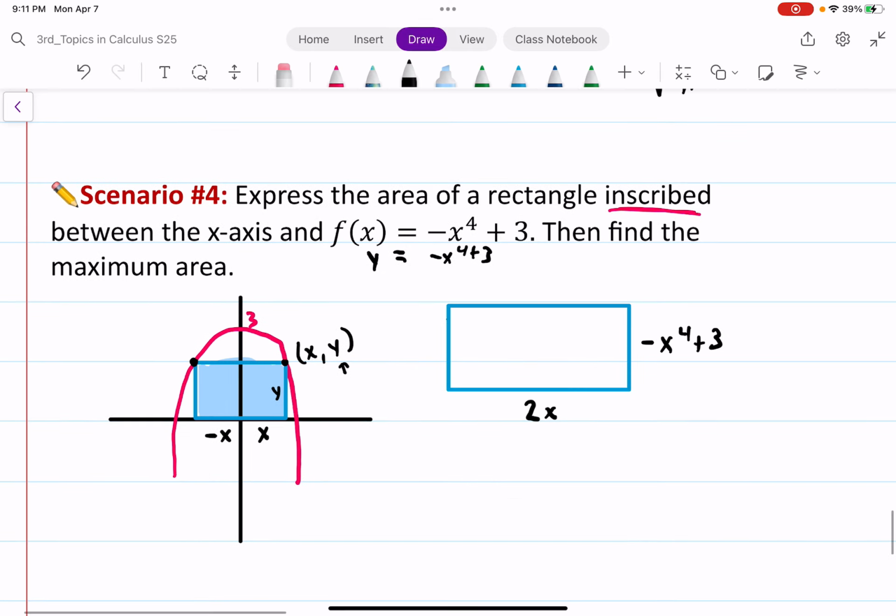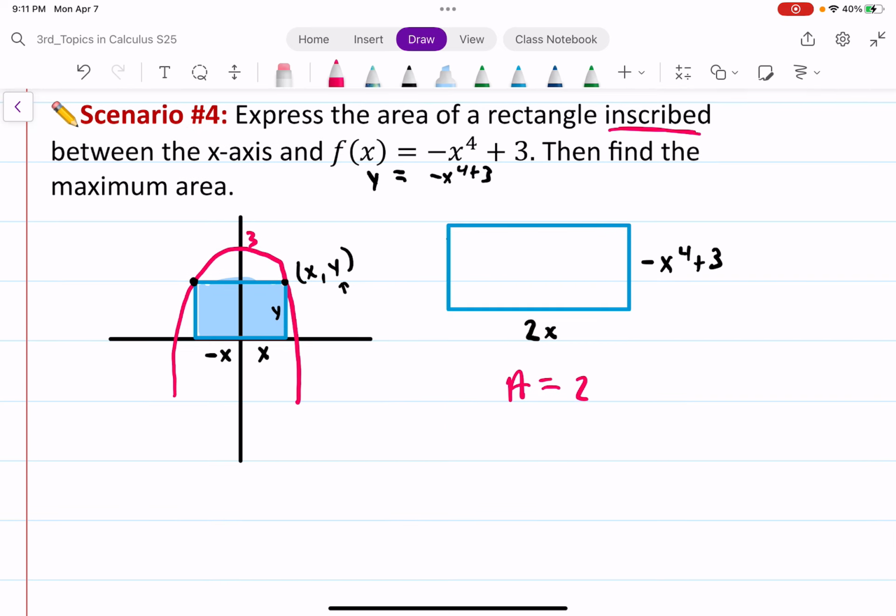It wants us to find the max area. Well, area is length times width. So that means that it's 2x times negative x to the fourth plus 3. Now all I got to do is distribute the 2x and then take the derivative of it, set it equal to 0, find the test points, yada, yada.